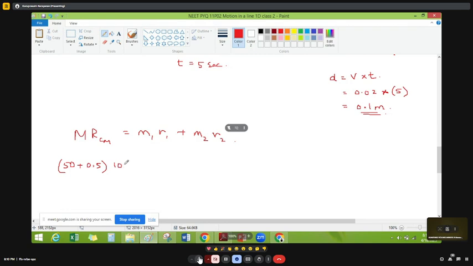R_CM, you can take it from the ground, it is 10. M1 is 50 kg for the man. R1 is what I want, I don't know the location. Plus M2 is 0.5. When do I want to find R1? When this R2 is on the floor.